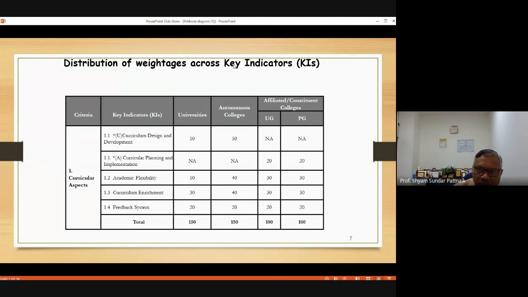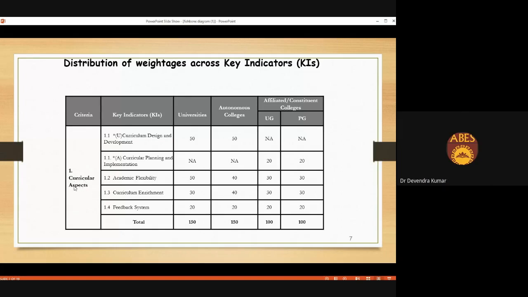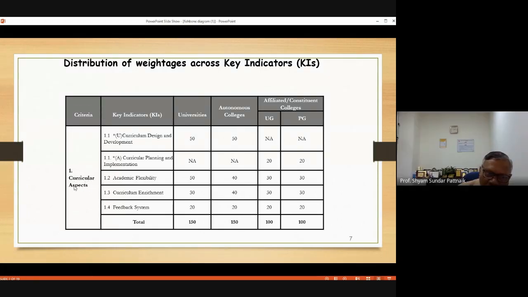I'll just explain since you have raised a question. So fish mouth will be your curriculum aspect. This is the effect you want, that the curriculum aspect should be improved. For this, the main causes are these, like the M's which I was showing: machine, man, and so on.